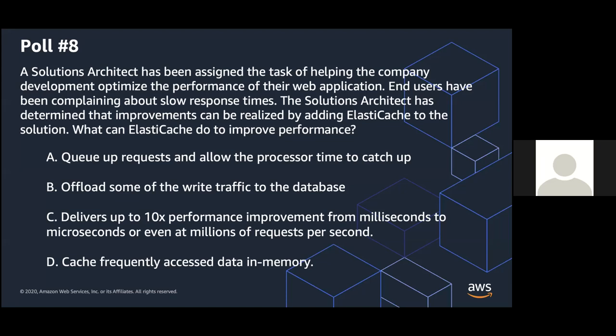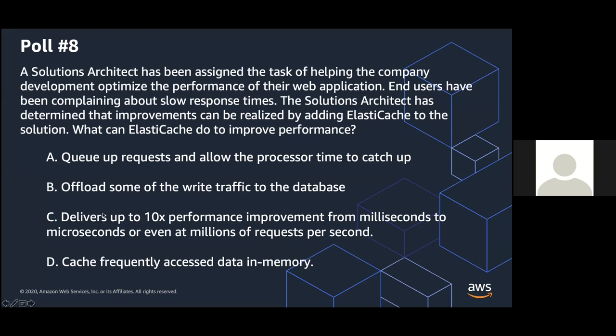The right answer for this one though is D. D is the correct answer, cache frequently accessed data in memory. And I'll tell you why. The reason is, if you read the question here, there are two main concepts in here. One is the slow response time, and the other is that it's a web application, obviously, and it's already saying that ElastiCache is the way to go. But why is it the way to go, with the slow response times? If you remember, with ElastiCache you can access frequently accessed data in memory. That's the concept of ElastiCache.